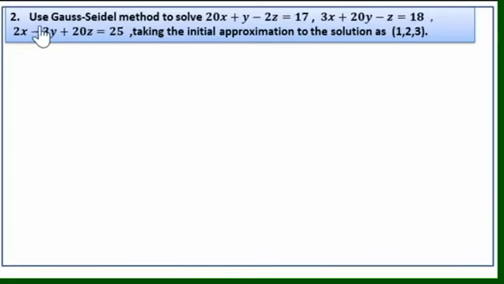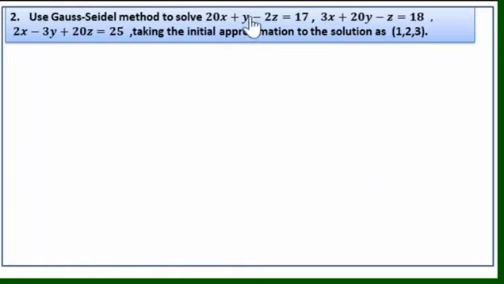Next, question number 2. Use Gauss-Seidel method to solve 20x plus y minus 2z equal to 17, 3x plus 20y minus z equal to 18, 2x minus 3y plus 20z equal to 25, taking the initial approximation to the solution as 1, 2, 3. That is, here x naught is equal to 1, y naught equal to 2 and z naught equal to 3. Start with these three values for x, y, z.